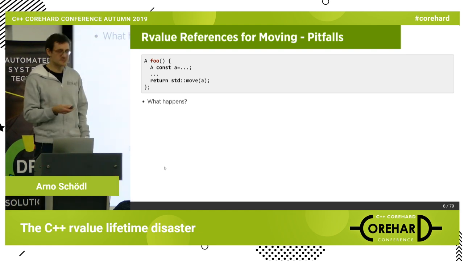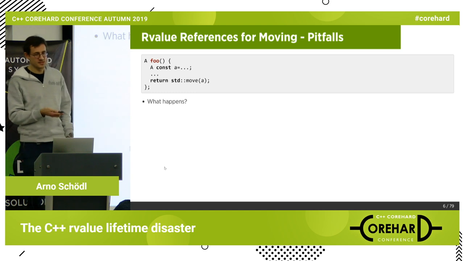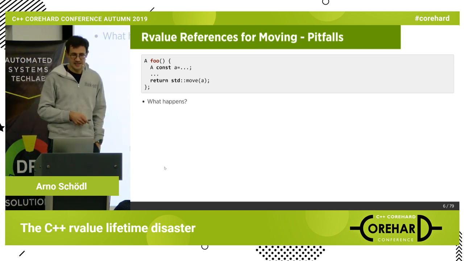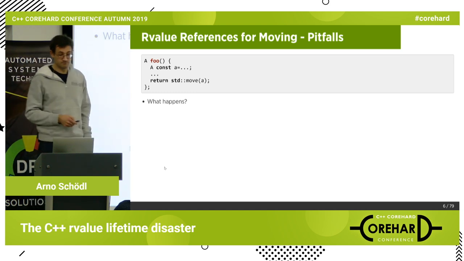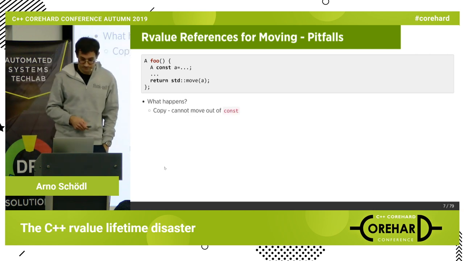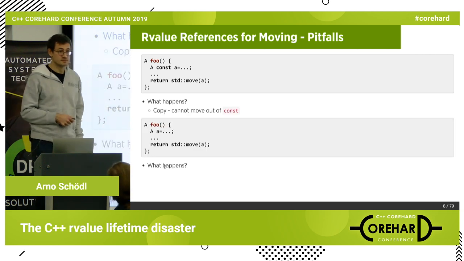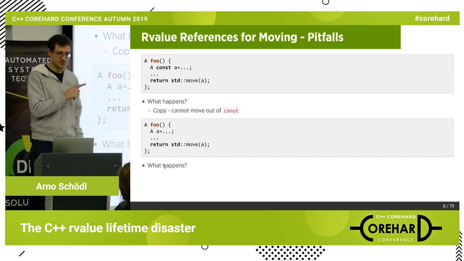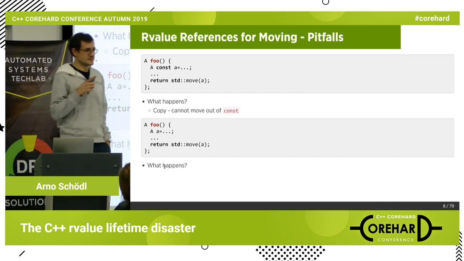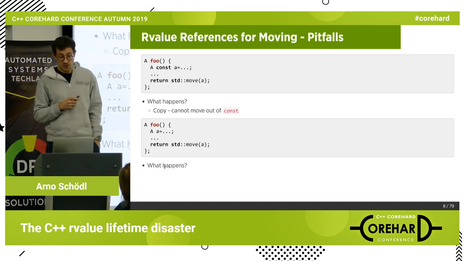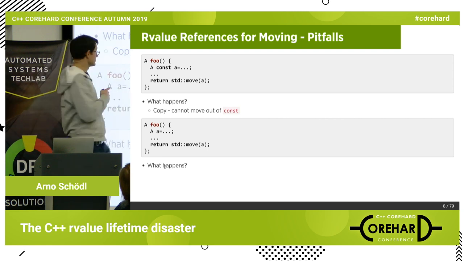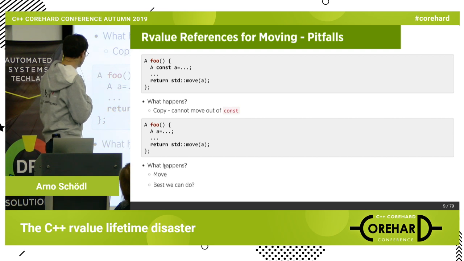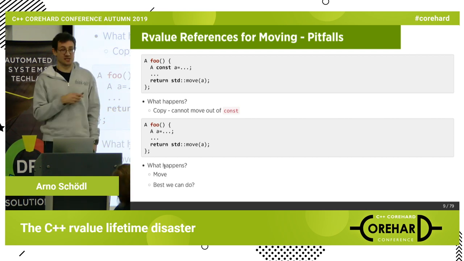OK, so this is pretty easy, right? The problem here is that A is const, and you cannot move out of const. So we make it non-const. Good now? OK, no. Why is it not good? It's not good because this moves. This moves the A. But we can do better, actually.